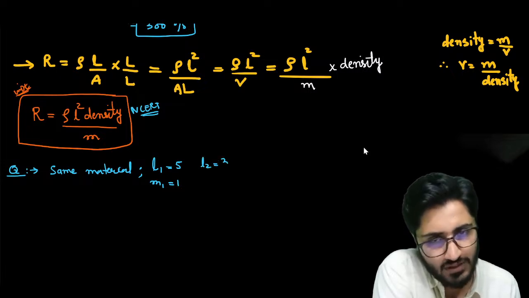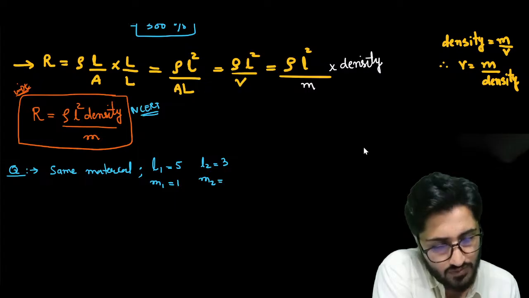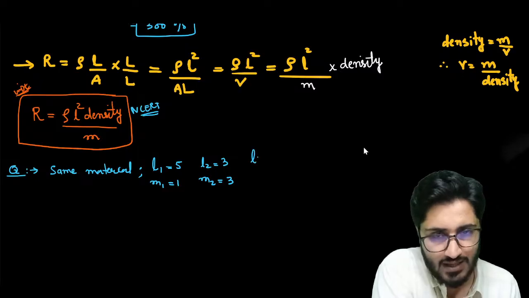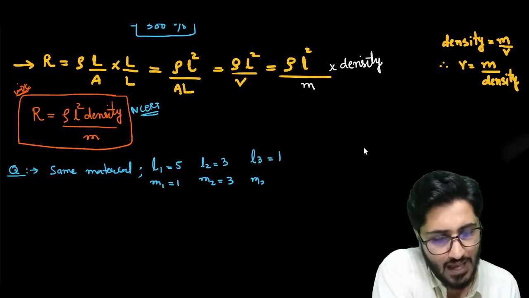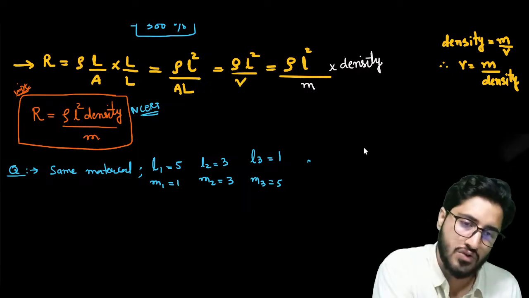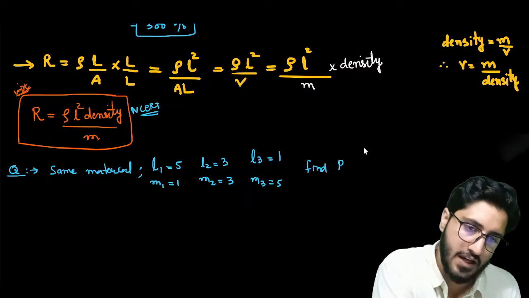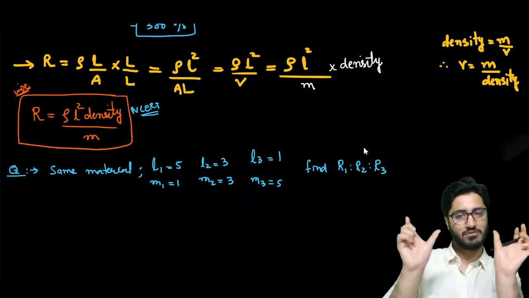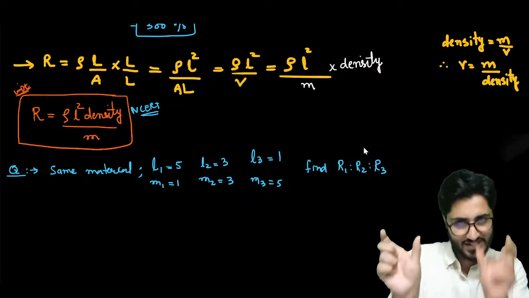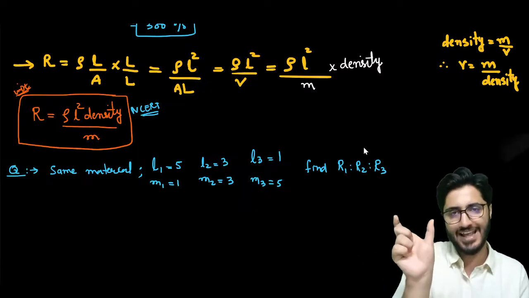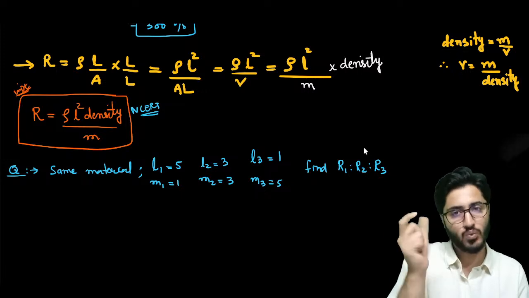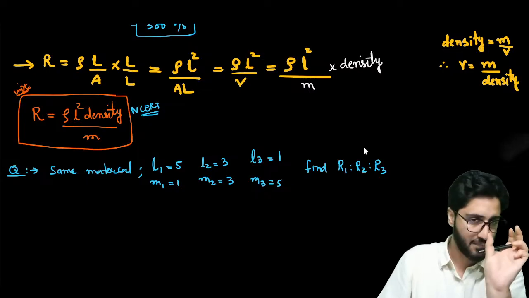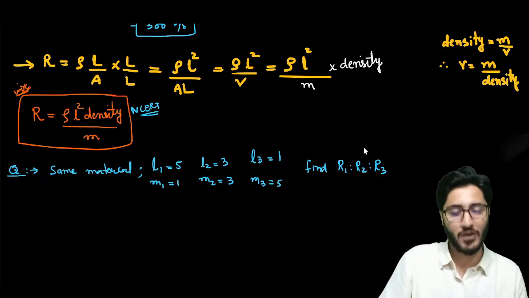L2 is 3. M2 is given as 3. L3 is given as 1. M3 is given as 5. So what we need to find is the ratio of resistances. We have three wires, three resistances, 1, 2, 3. First length is 5 meter with mass 1 kilogram. Second one is 3 meter with mass 3 kilogram. Third one is 1 meter with mass 5 kilogram.